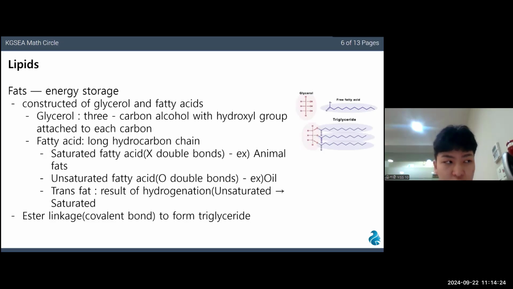The last one is trans fat, which is quite unique because it is the result of hydrogenation. This is when you add hydrogen molecules into an unsaturated fat to make a saturated fat, and it makes a trans double bond. The bond between glycerol and the fatty acid is made by an ester linkage, which is also a covalent bond. Fats are also called triglycerides.